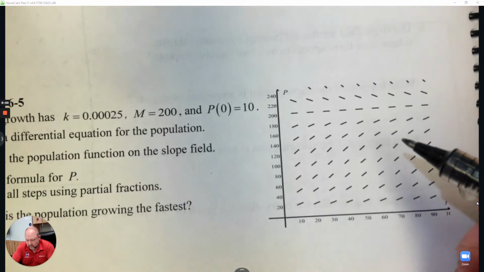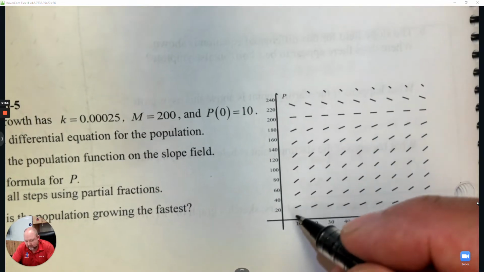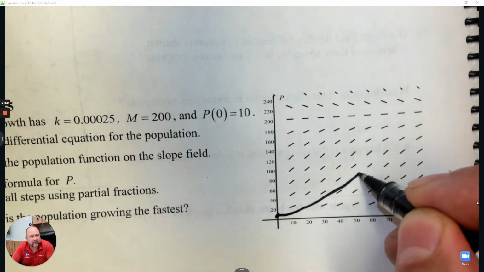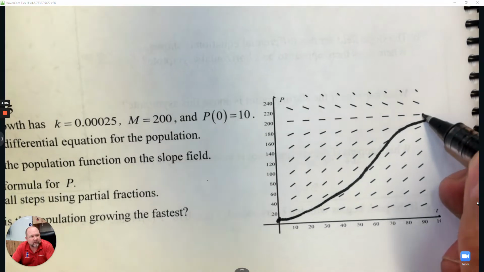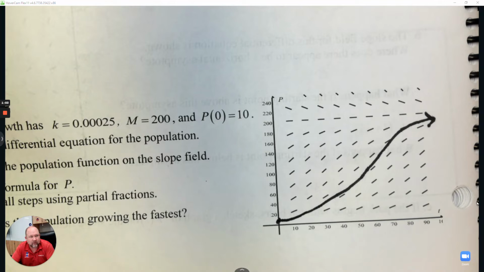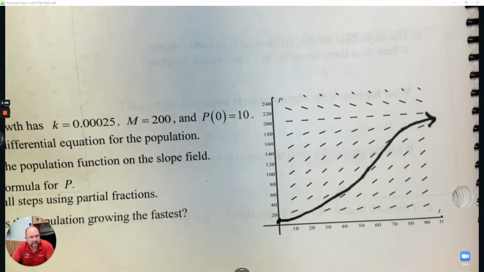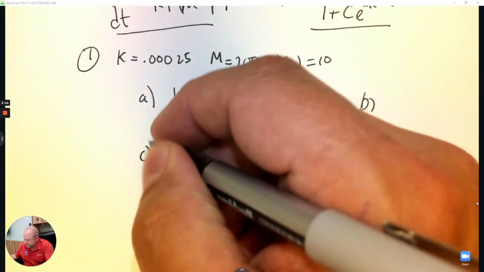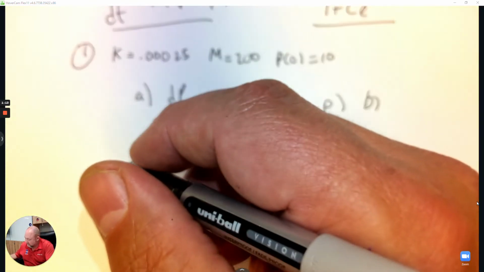For part B, sketch the population on the slope field. So in your book, you can do this. Start at 10, and then follow what's happening, and you can see at 200 it's going to level off. That's part B.